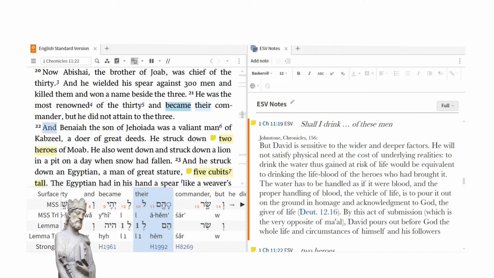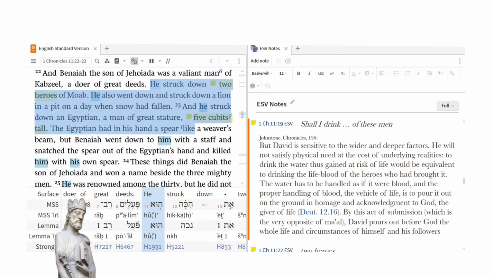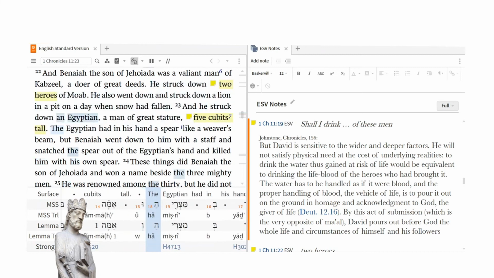The story in verse 22 is kind of interesting, with Benaiah, the son of Jehoiada. He struck down 2 heroes of Moab. He also went down and struck down a lion in a pit on a day when snow had fallen. And he also struck down an Egyptian, a man of great stature, 5 cubits tall. I think that's roughly 7'5". The Egyptian had in his hand a spear like a weaver's beam, which is exactly the way Goliath is described.